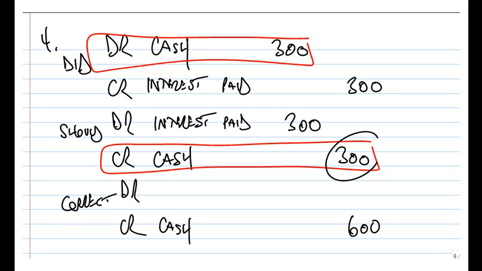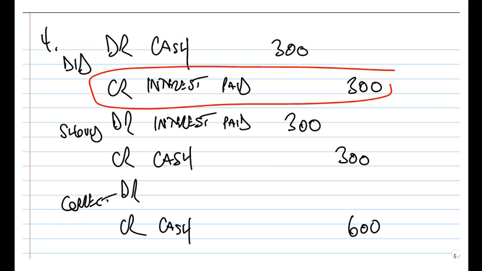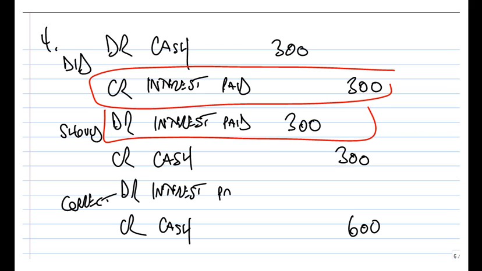And then a similar idea for the interest paid, because they credited it by 300 when they should have debited it by 300. So again, I need to get rid of the original wrong credit, which would require a debit, and then we've got to put in the debit they should have had in the first place. So I think we're going to debit interest paid by 600 as well. Again, by double the amount, because we've got to eliminate the original incorrect credit and then put in the debit that should have been there in the first place.